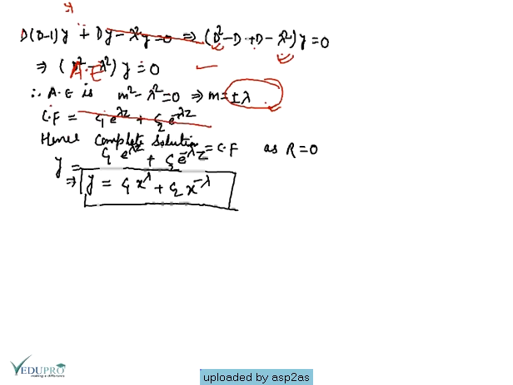So complementary function is c1 e to the power lambda z plus c2 e to the power minus lambda z. Then complete solution is equal to CF, as R is equal to 0, so there is no particular integral. So y is equal to c1 x to the power lambda plus c2 x to the power minus lambda.